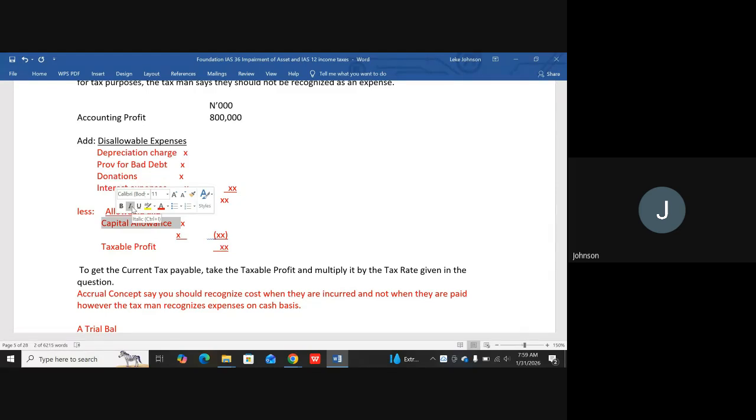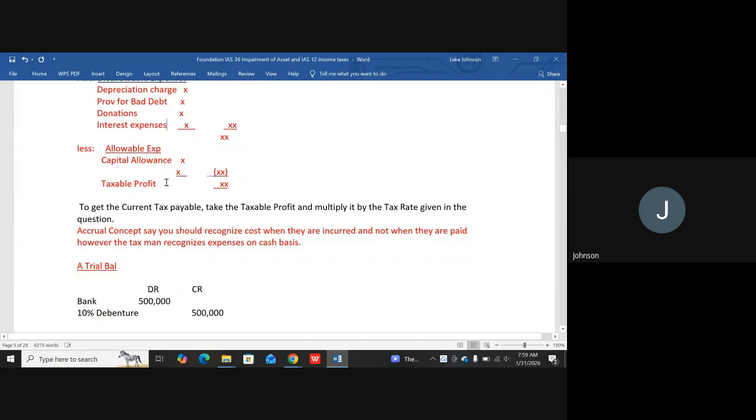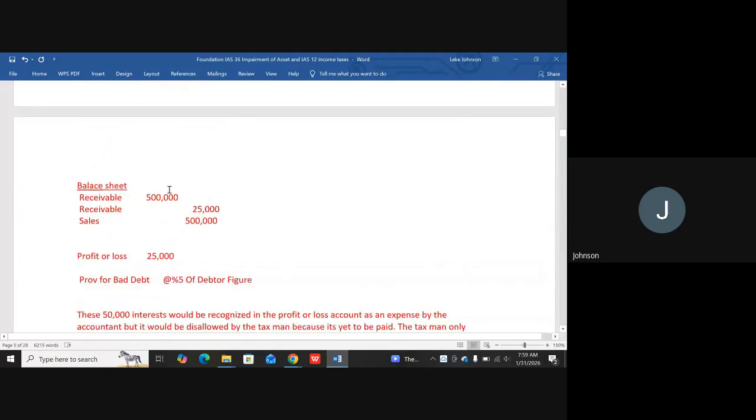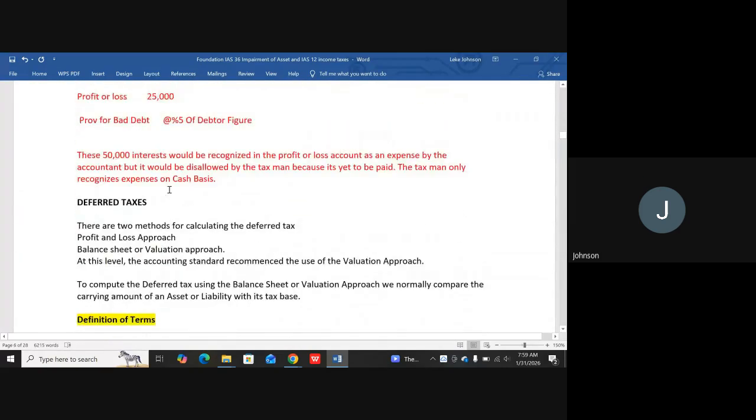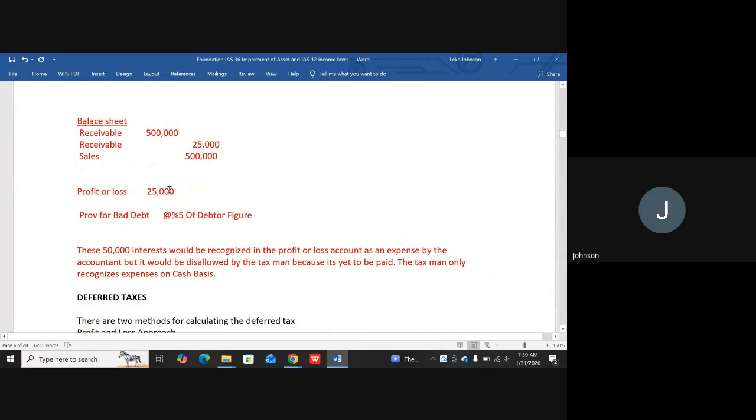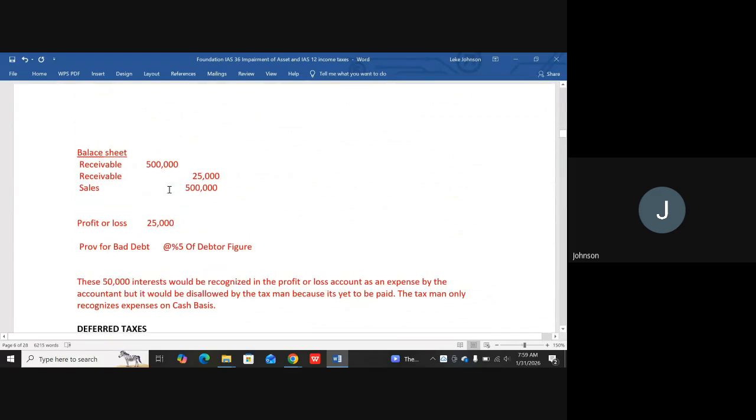I also mentioned the other day that even this interest expense payable, so this is anything accruals, is disallowed. Provision for bad debt is actually also disallowed. Then we move further to look at other things that we need to know. So we now go straight to the aspect of deferred taxes.